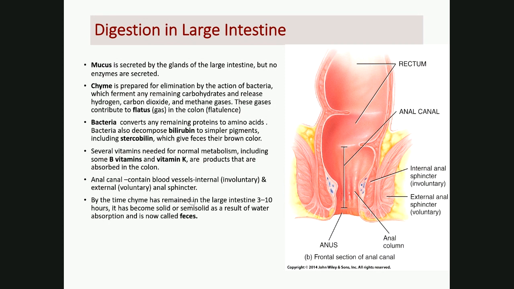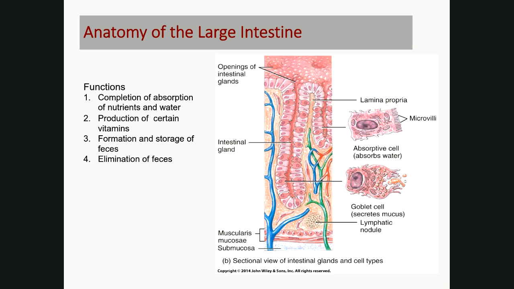So then the chyme can remain in the large intestine for about 3 to 10 hours, and it becomes like a semi-solid substance that we call feces. So as we can see, the functions of the large intestine are primarily absorbing a little bit of nutrients and lots of water. It produces certain vitamins, and it's forming the end result, which is called feces, and the elimination of feces. So the goblet cells release mucus, and there are some microvilli which primarily are absorbing water.